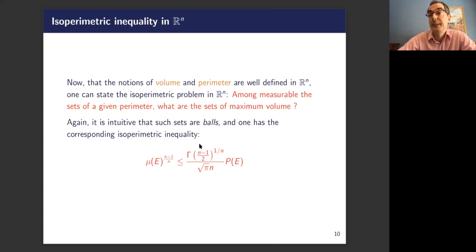As we did in the case of the plane, we have a corresponding isoperimetric inequality that quantifies the solution of the isoperimetric problem. Namely, it's possible to bound from above the volume of a set to the power (n-1)/n by a constant times the perimeter of the set. And equality in this inequality is achieved for balls. This is the isoperimetric inequality in R^n, using the notion of volume given by Lebesgue and the notion of perimeter given by Caccioppoli.